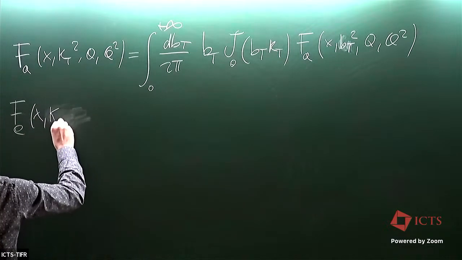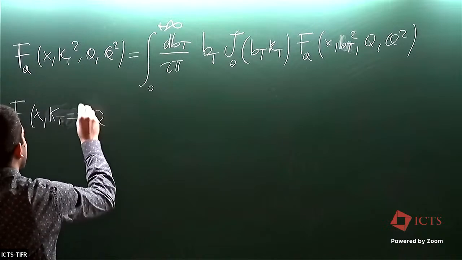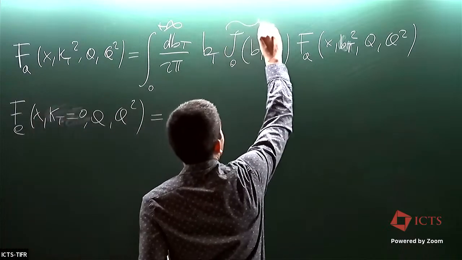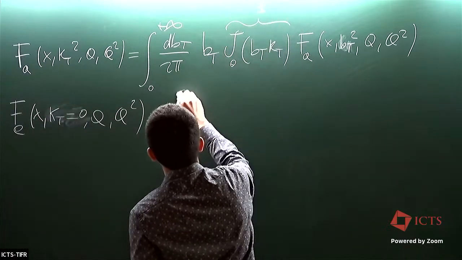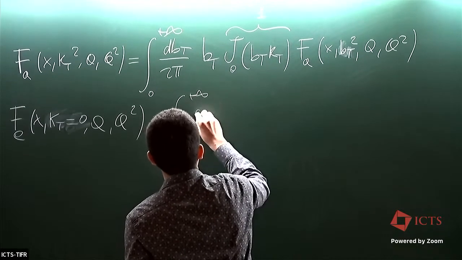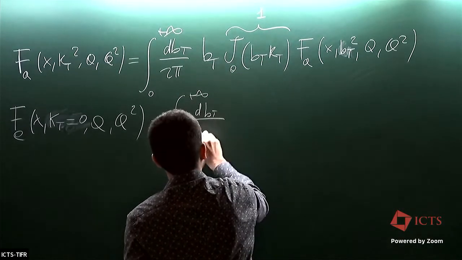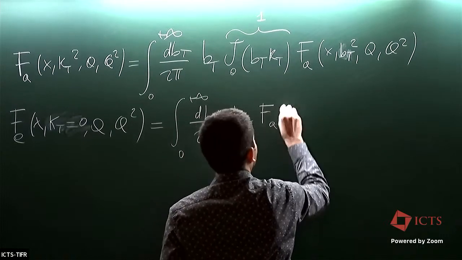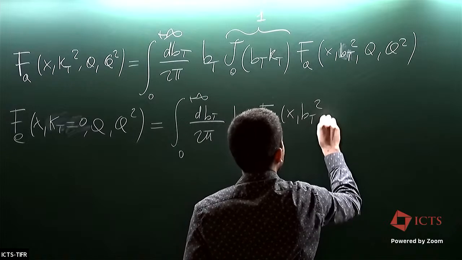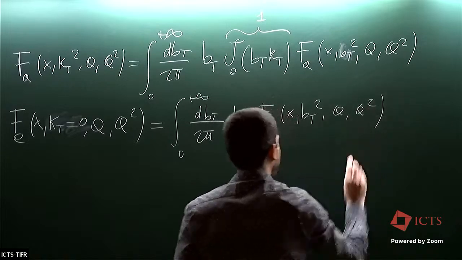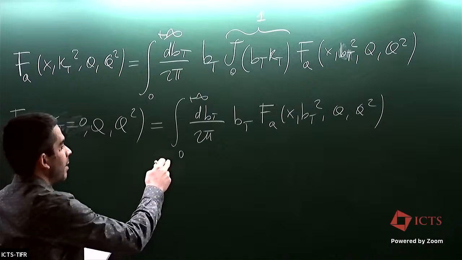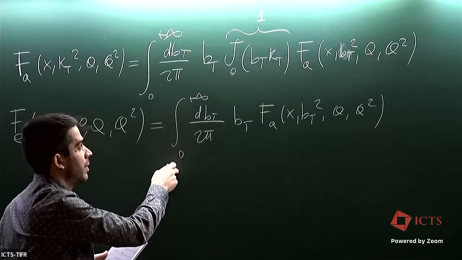So we use KT equals 0, Q1 Q square, okay? And in this case, the Bessel function becomes equal to 1. So this is the integral between 0 and plus infinity, okay, you have BT f of x BT square Q square. So in order to be able to use the saddle point approximation, I want to have an integral between minus and plus infinity, not between 0 and plus infinity.